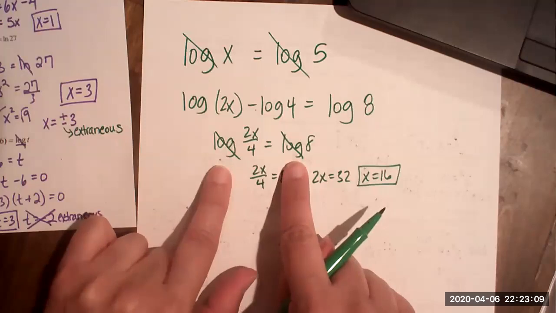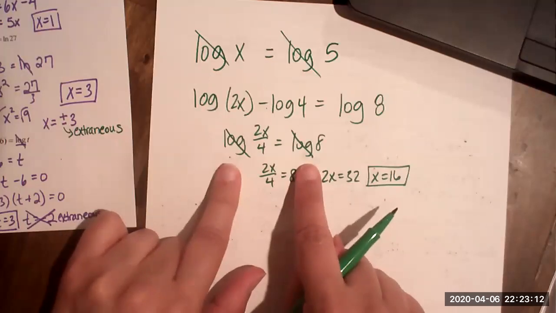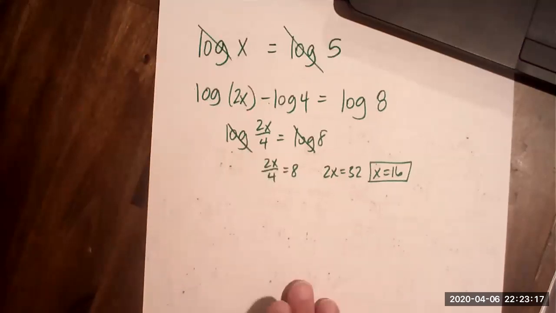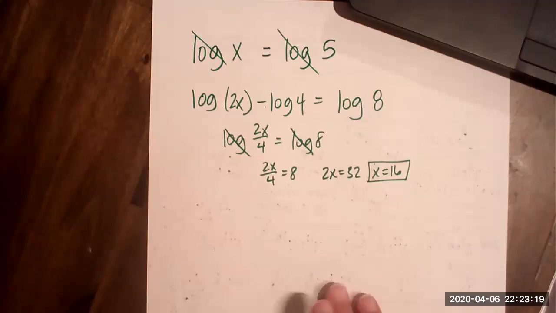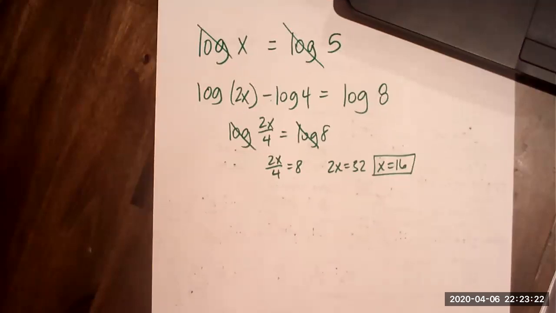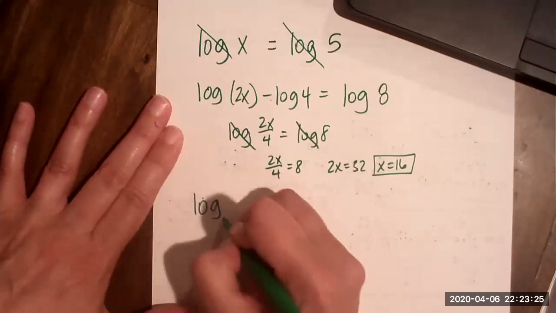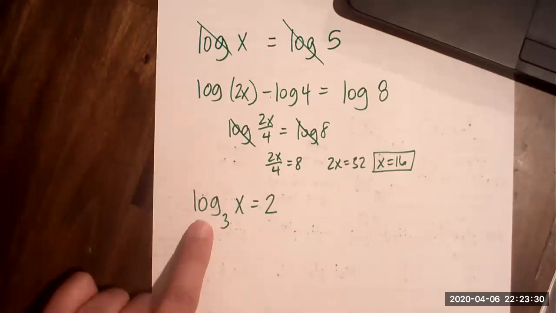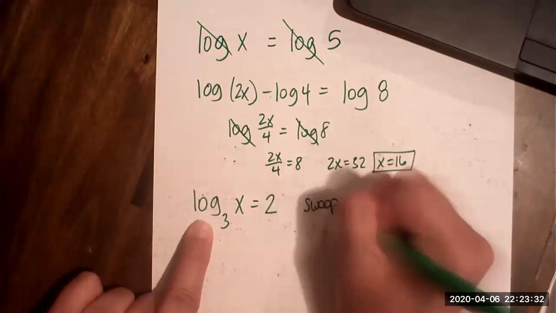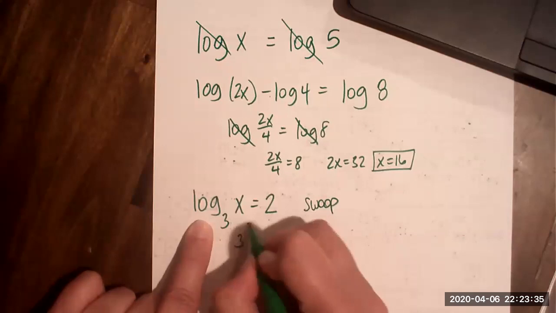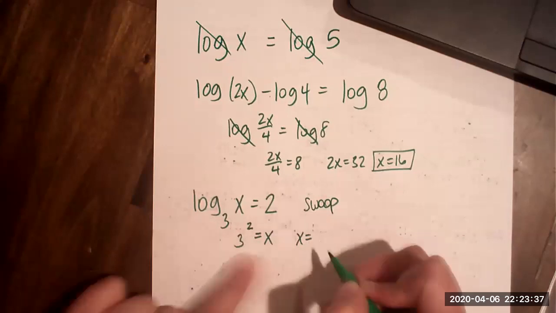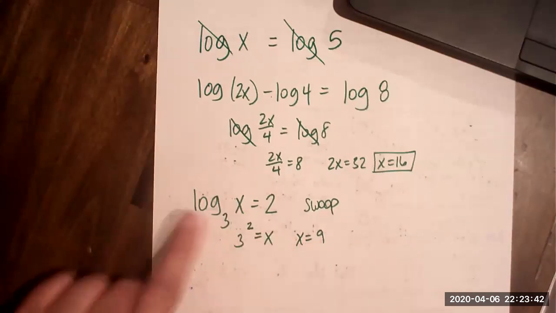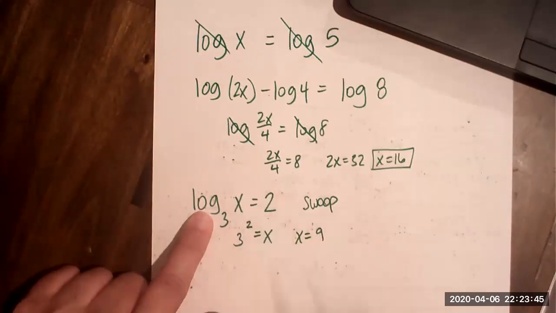Okay, then we had the kind where we only had log on one side. And that was something similar to what we've just been doing. Maybe like that. If you only have log on one side, that's when you have to swoop. So I would say 3 to the second equals x. So x would equal 9. And the x could be in any of these places. It doesn't matter. But if log's only in one spot, you have to swoop to solve it.